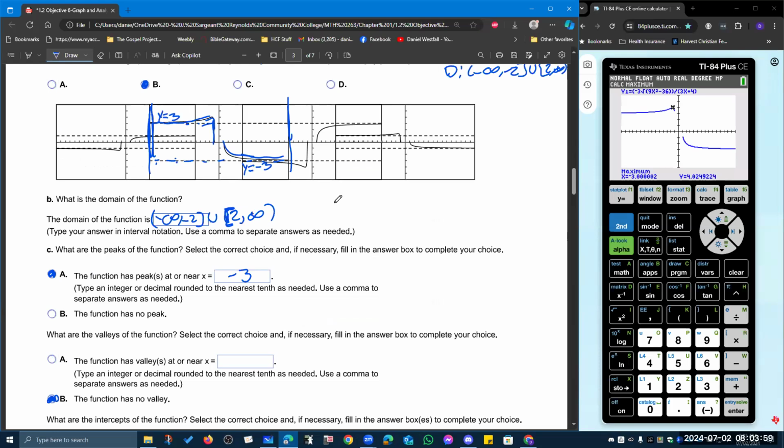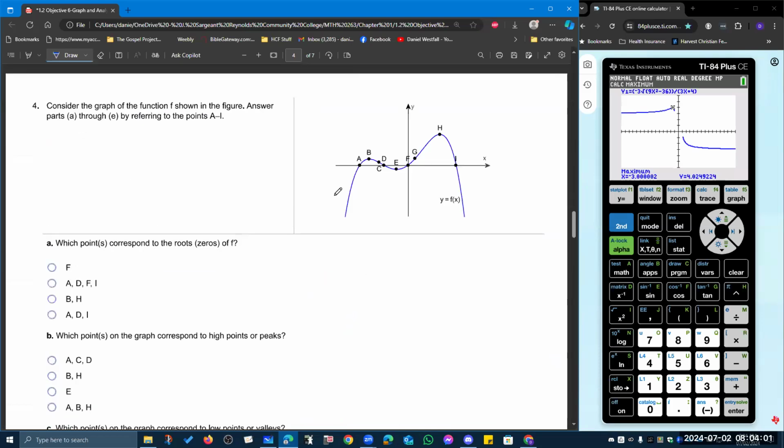Okay. It would have been a lot easier to do that if we had the multiple choice picture there. Let's go ahead and move on here and talk about this graph.